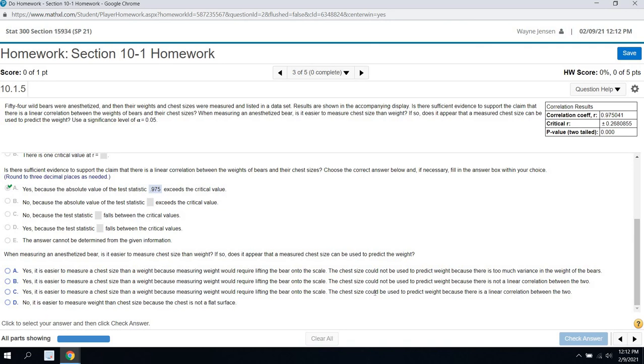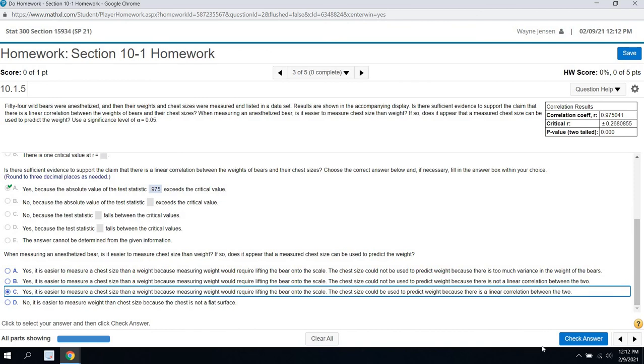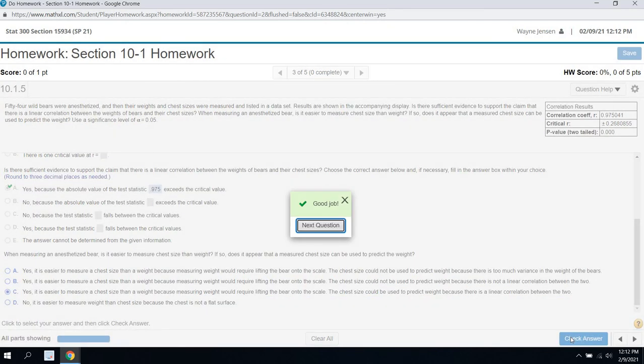The chest size could be used to predict weight because there's linear correlation between the two. So it's C. Right? We're not saying one causes the other, but we're saying, hey, if there's correlation between them, I can use one to predict the other. Awesome.